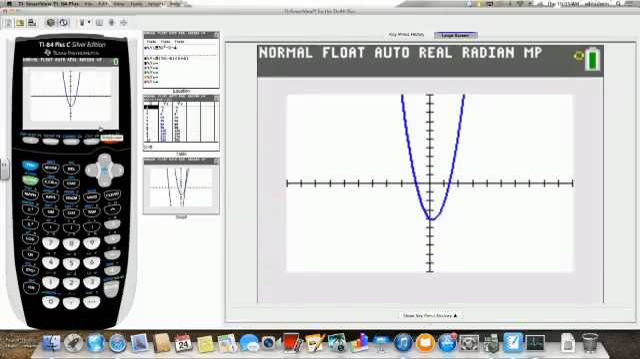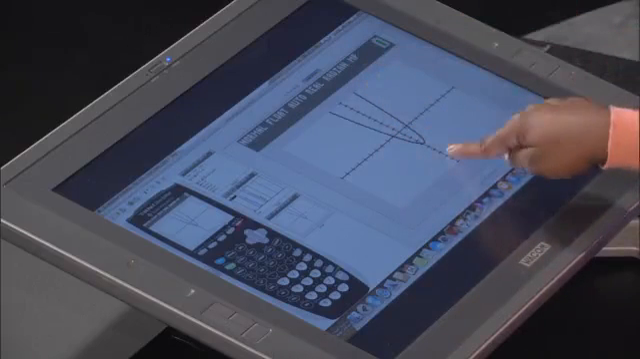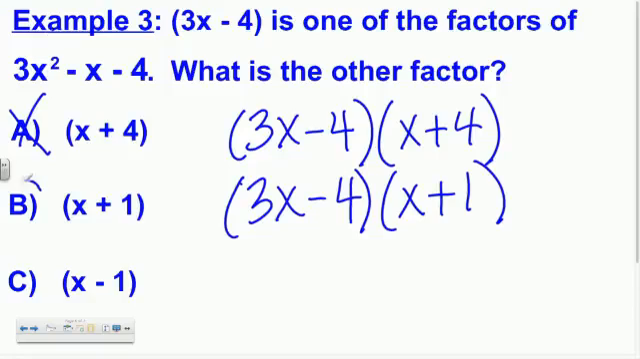All right, there's the trinomial. Let's wait on those factors to come in. There they go. So if you look, all you see now is a black parabola because it completely traced over that blue one. So that's telling me that's the right pair of factors. It's B. So I'm going to go back to my problem, and I know that the answer is B.